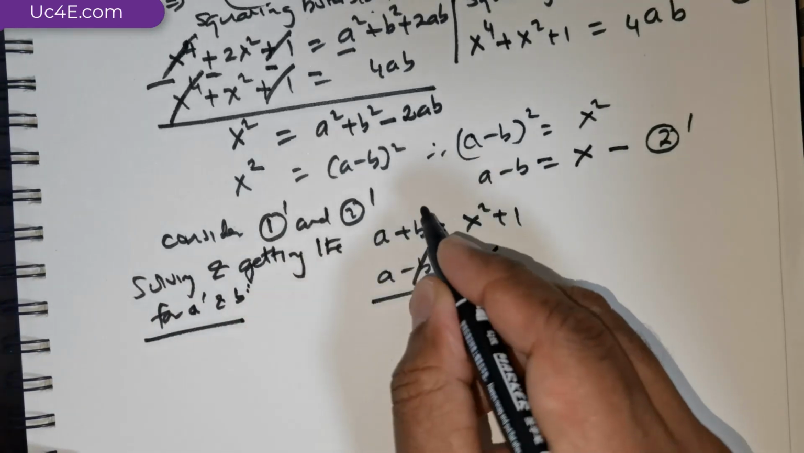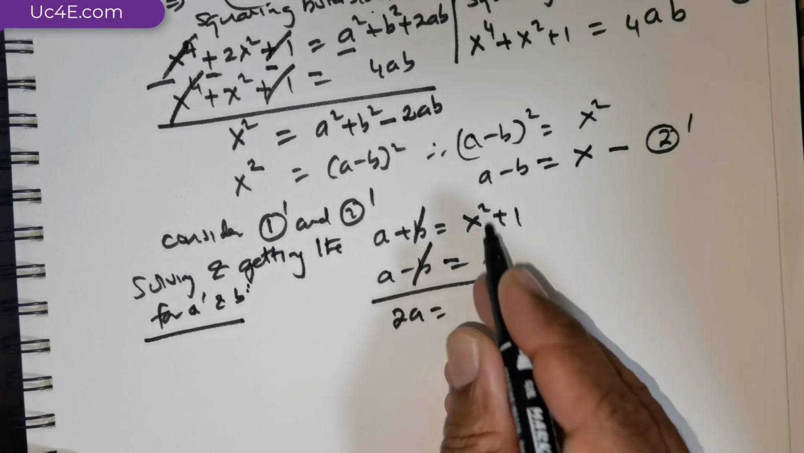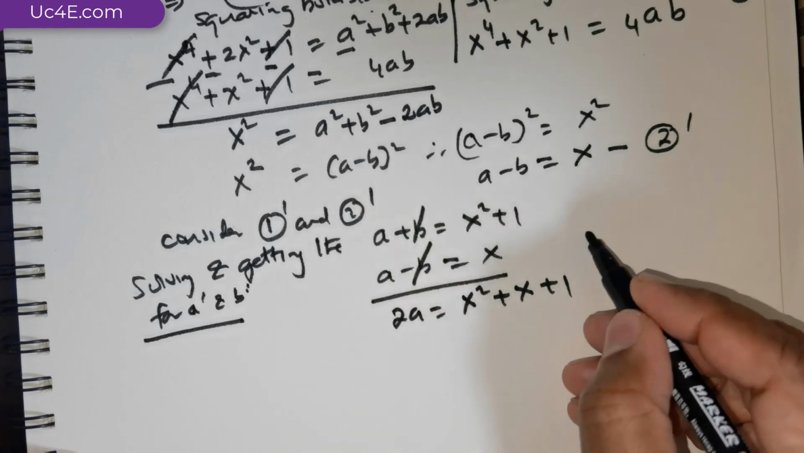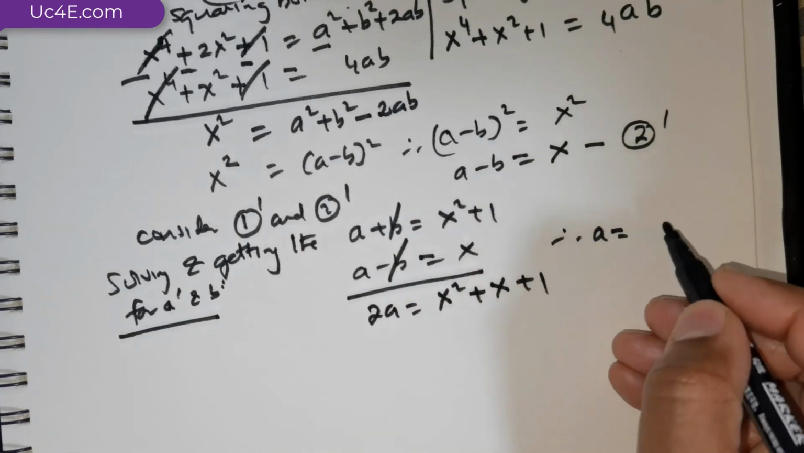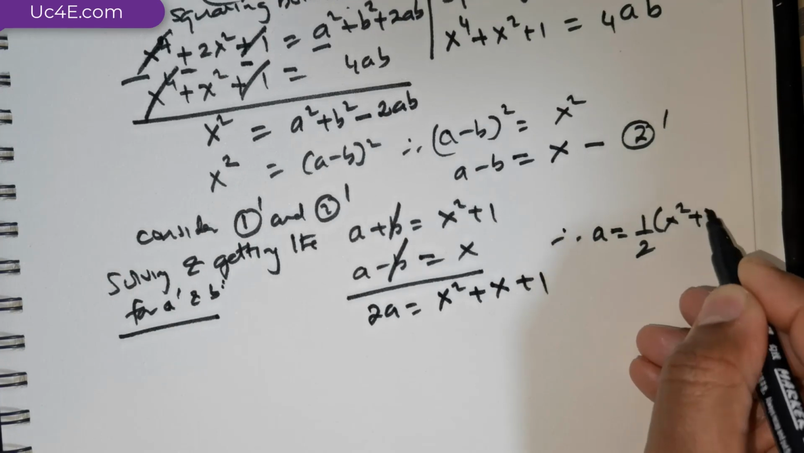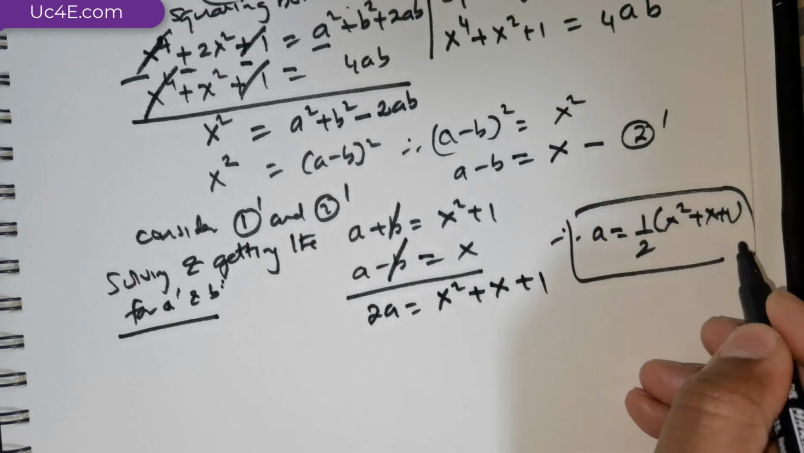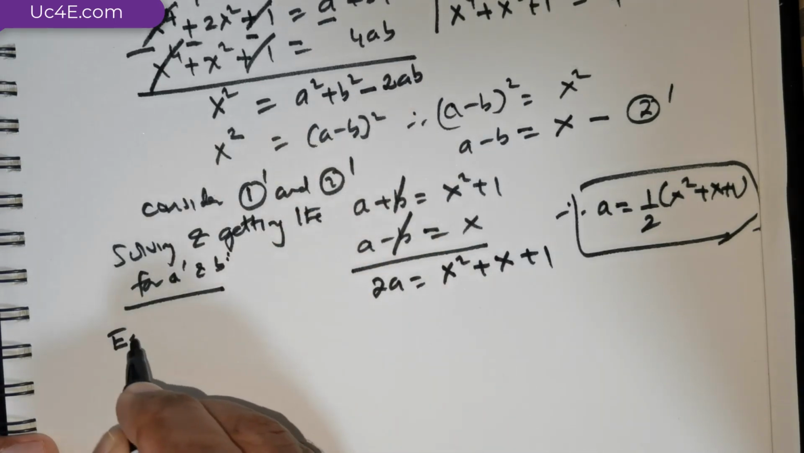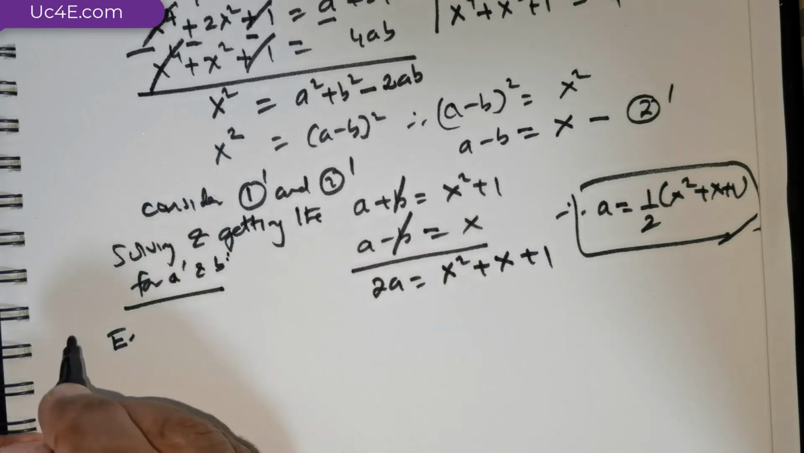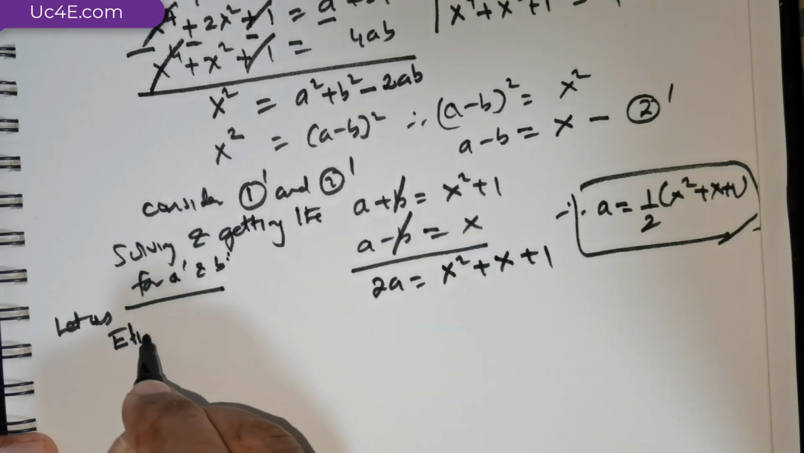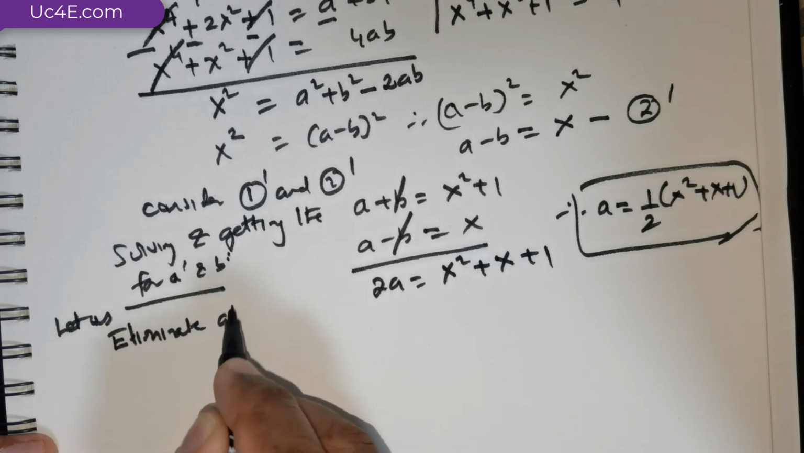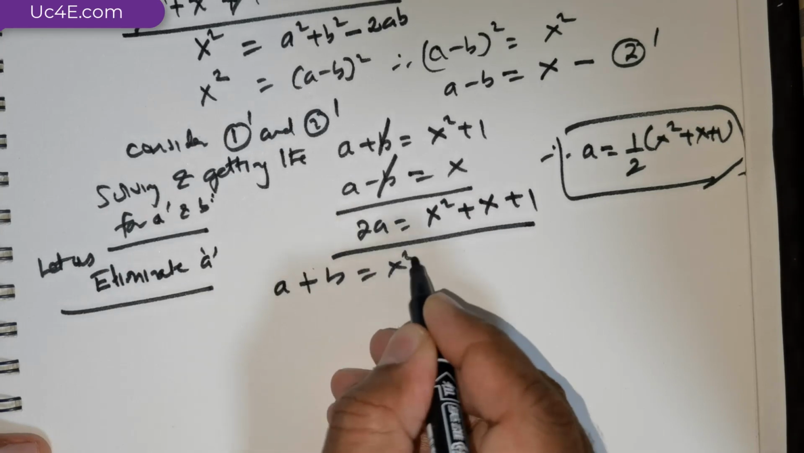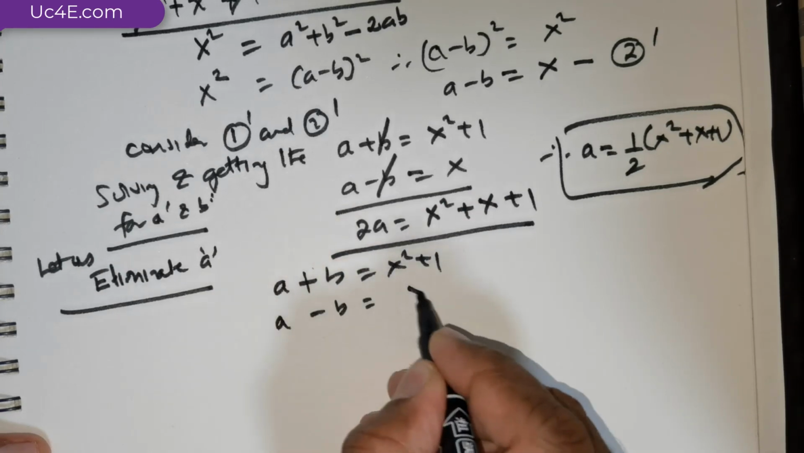Now to begin with, we can eliminate b and we get 2a is equal to x squared plus x plus 1, therefore a is equal to 1 over 2 times x squared plus x plus 1. So this is the value for a. Now let us eliminate a. We have eliminated b, so let us eliminate a now. You get a plus b is equal to x squared plus 1, and a minus b is equal to x.